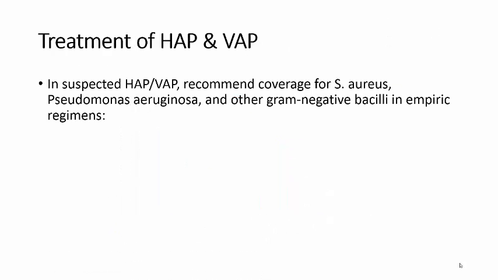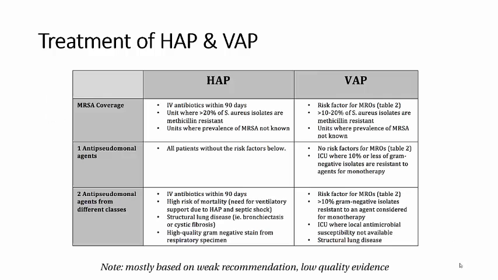So in suspected HAP or VAP, coverage for Staph aureus, Pseudomonas aeruginosa, and other gram-negative bacilli in empiric regimens is generally recommended, because most of the time that is what we do. So we are not pretty far off in what we are doing, generally speaking, in our ICU settings.